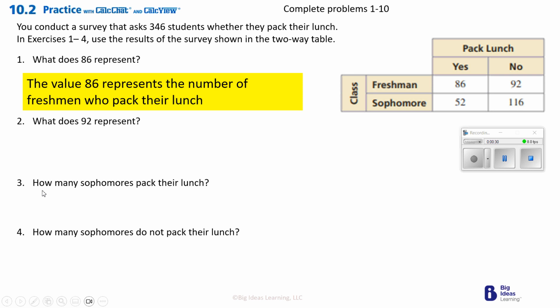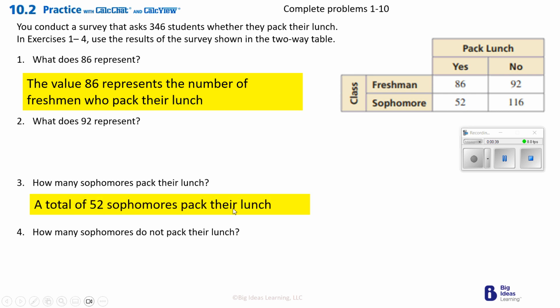Number 2 is for you to do. Number 3 says how many sophomores packed their lunch. We just look under the sophomore category, and under the yes for packed their lunch, that's going to be 52. So a total of 52 sophomores packed their lunch. You have number 4 to do.